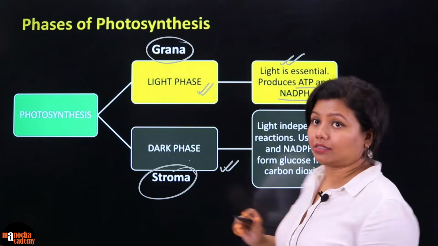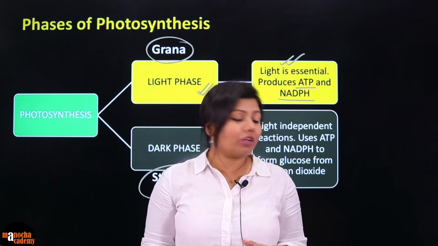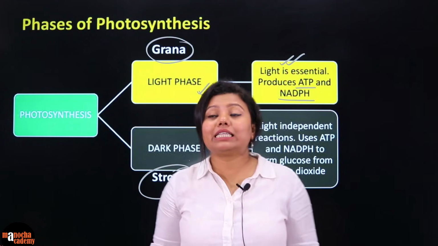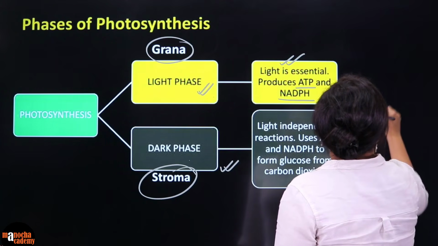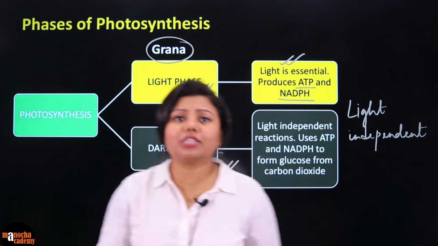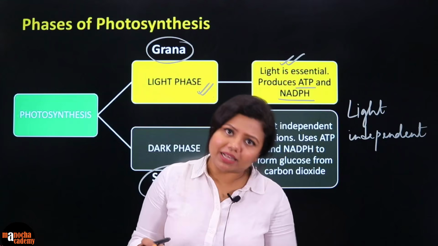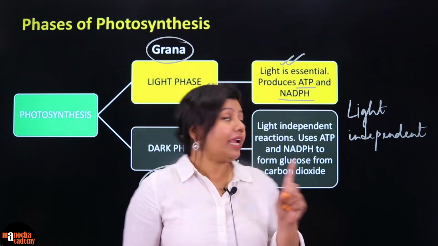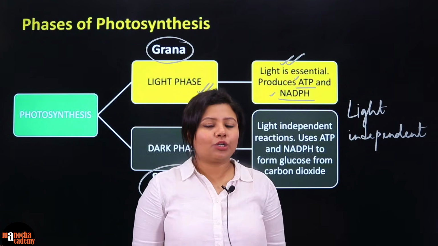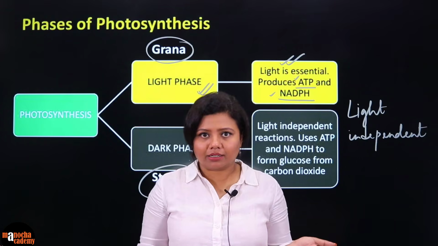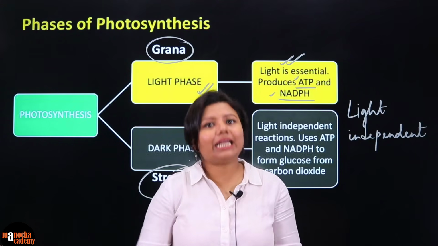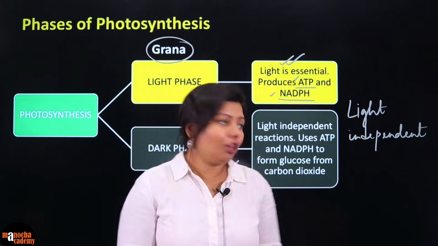In the dark phase, now listen to this, only because it is called dark phase does not mean it takes place in darkness. It is called dark phase because it is light independent, meaning it does not depend on the presence or absence of light. It will happen if light is present or absent. However, it requires these two products, ATP and NADPH, which are coming from light phase. So, think about it. I do not require light, but I need two products for my reaction which will come from light phase. So, indirectly I am dependent on light phase.